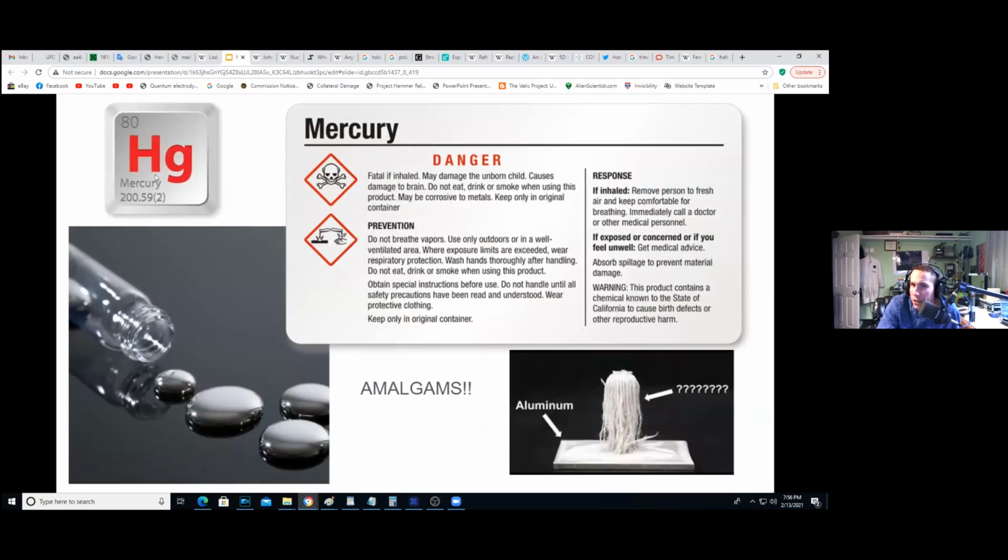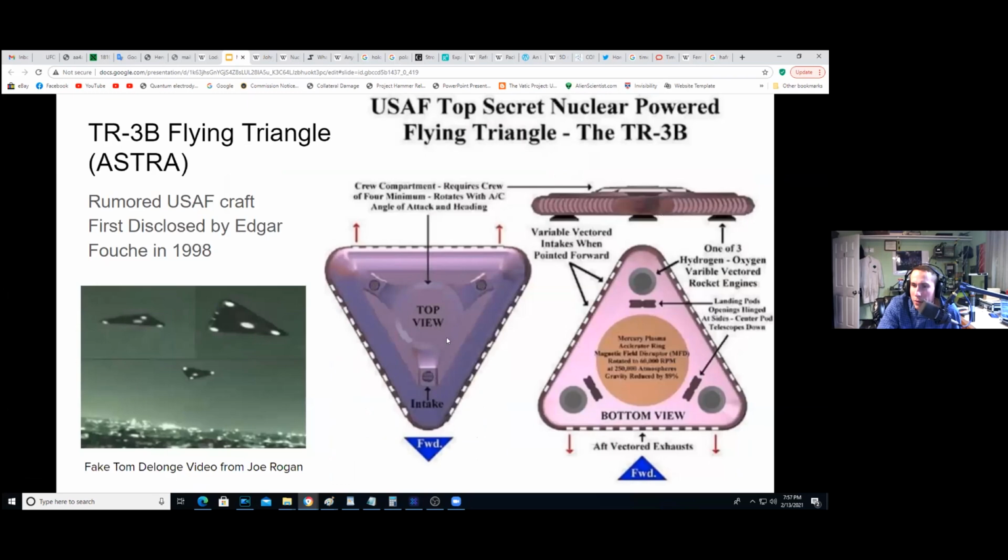Mercury is another interesting thing. Of course, it's very dangerous. We mentioned doing some experiments with mercury earlier, and there are a number of groups out there currently looking into doing some experiments with mercury. We've all heard of this nuclear powered flying triangle that Ed Fouché talked about in 1998, although maybe some of you haven't yet. He was the guy that came out at IUFOC in '98 and talked about this flying triangle craft that spun mercury plasma doped with a bunch of other earth elements and whatnot.